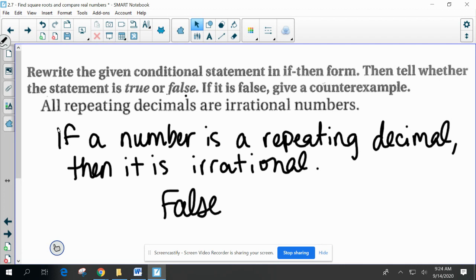4.15 repeating? 8, 9. Okay. So really, you could put anything here that's repeating, like you could put 0.3 repeating, anything. All of those would be examples of rational numbers. So for your assignment, you're going to do worksheet 2.7.